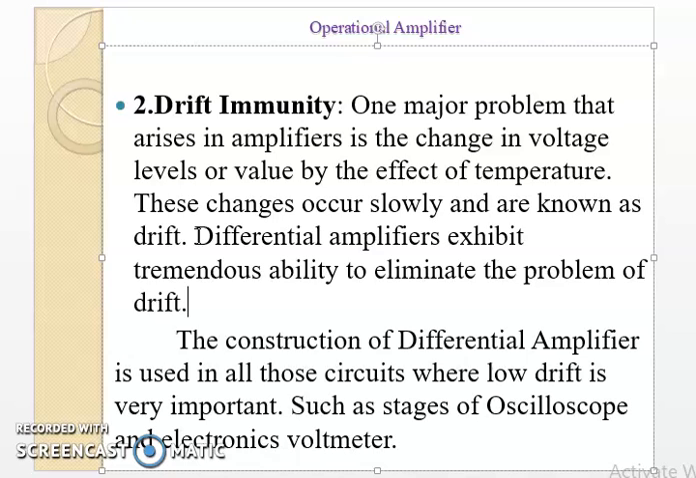And this is again an advantage of the differential amplifier. The differential amplifier is used in all those circuits where low drift is very important, such as stages of oscilloscope and electronic voltmeter.